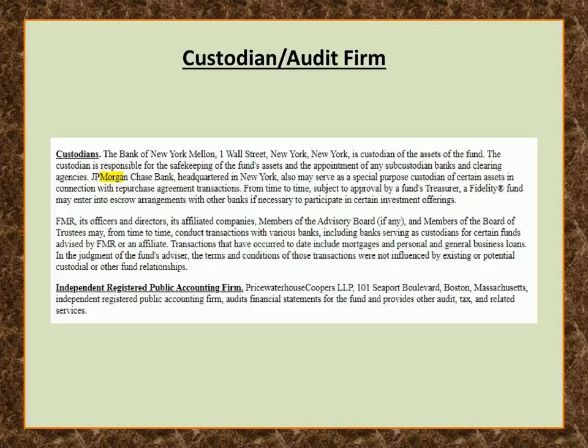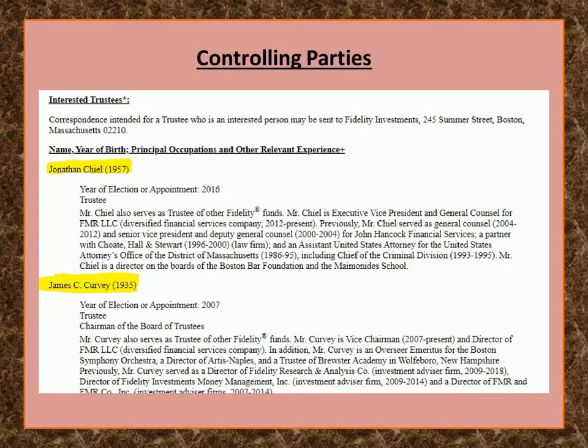In the Statement of Additional Information you also have the below information: 1. Custodian, the Bank of New York Mellon. 2. Accounting firm, PricewaterhouseCoopers. The controlling parties of the fund are only two, who are the interested trustees. Remaining trustees are independent trustees who should not be considered as controlling parties of our fund.